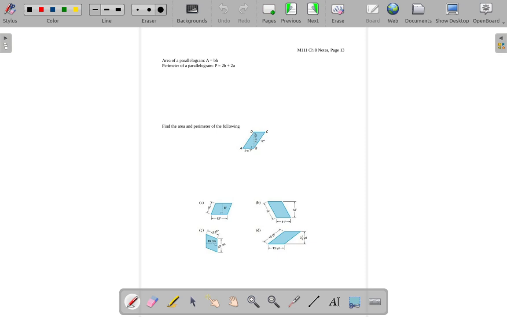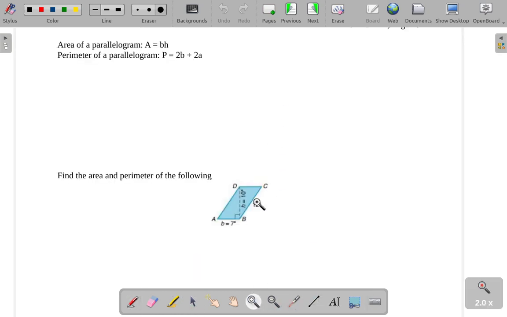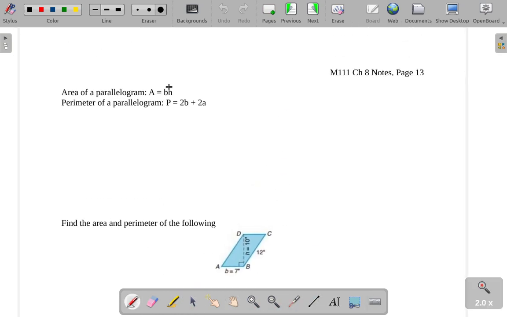Parallelograms also have a fairly straightforward formula, although you'll notice this is b times h. When we're talking about the area of a parallelogram, I guess it's maybe not as straightforward. But the h here is actually not the distance of one of the sides of the parallelogram. H is a distance generally referred to as a height or an altitude. It is the distance to the other side as measured at a perpendicular.